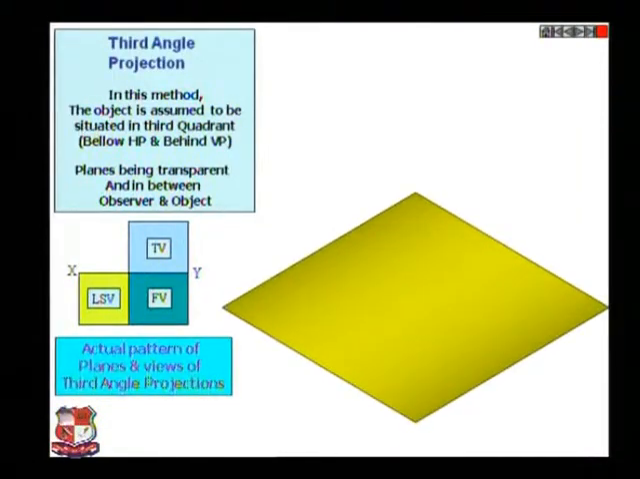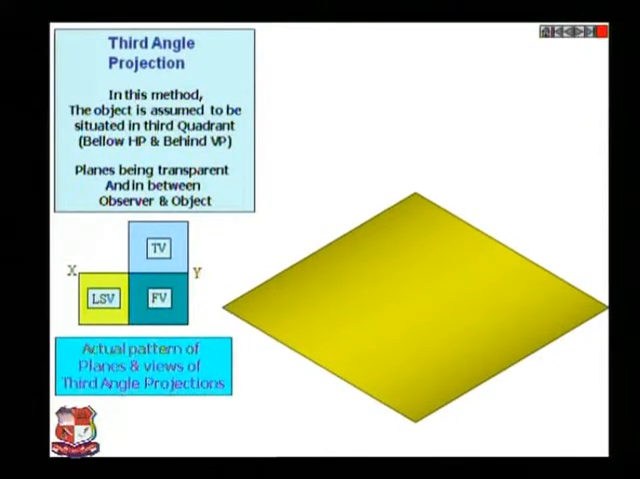Now about third angle projection method. In this method, the object is assumed to be situated in third quadrant, below horizontal plane, behind vertical plane, planes being transparent, and in between observer and object. We assume that the plane is between observer and object in third angle projection method.